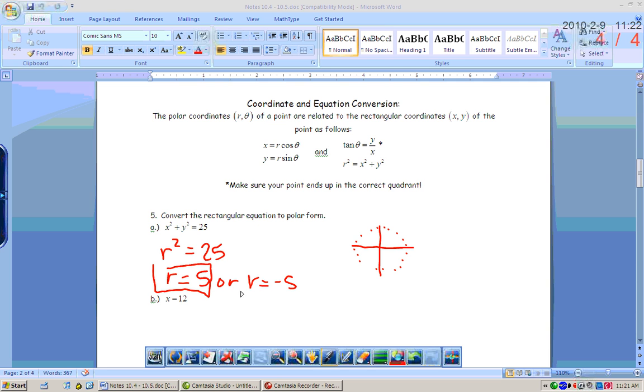Okay, x equals 12. What does that look like in just rectangular form? It's a vertical line. Good. Okay, what can we replace x with that has r's and thetas? Yep, r cosine theta equals 12. And we usually solve for r, so if you divide both sides by cosine, either 12 over cosine theta, or what's another way that could show up? Yep, 12 secant theta.